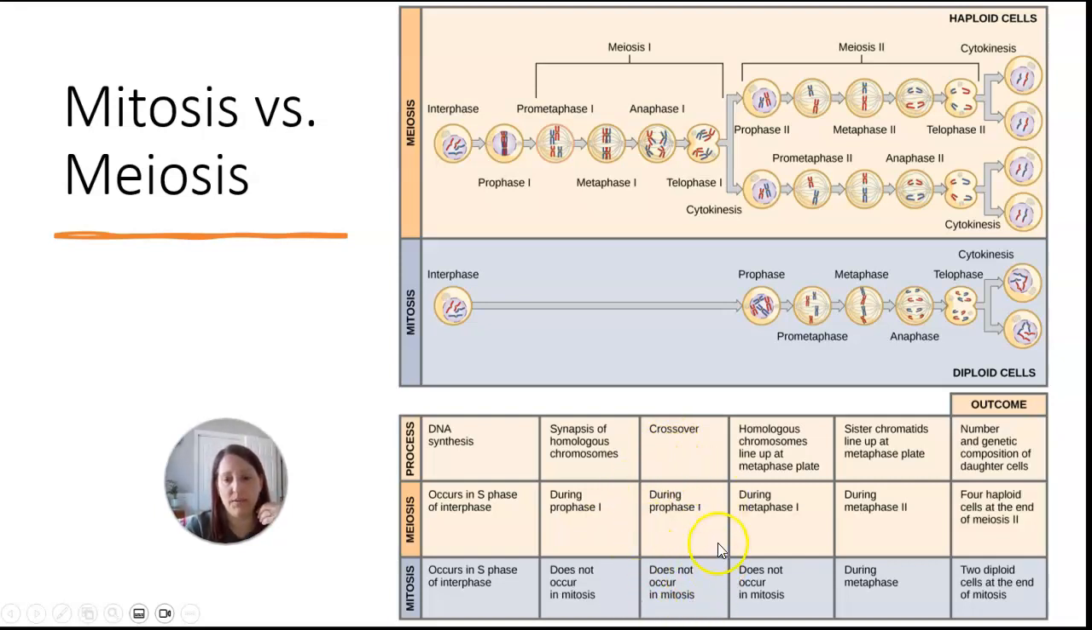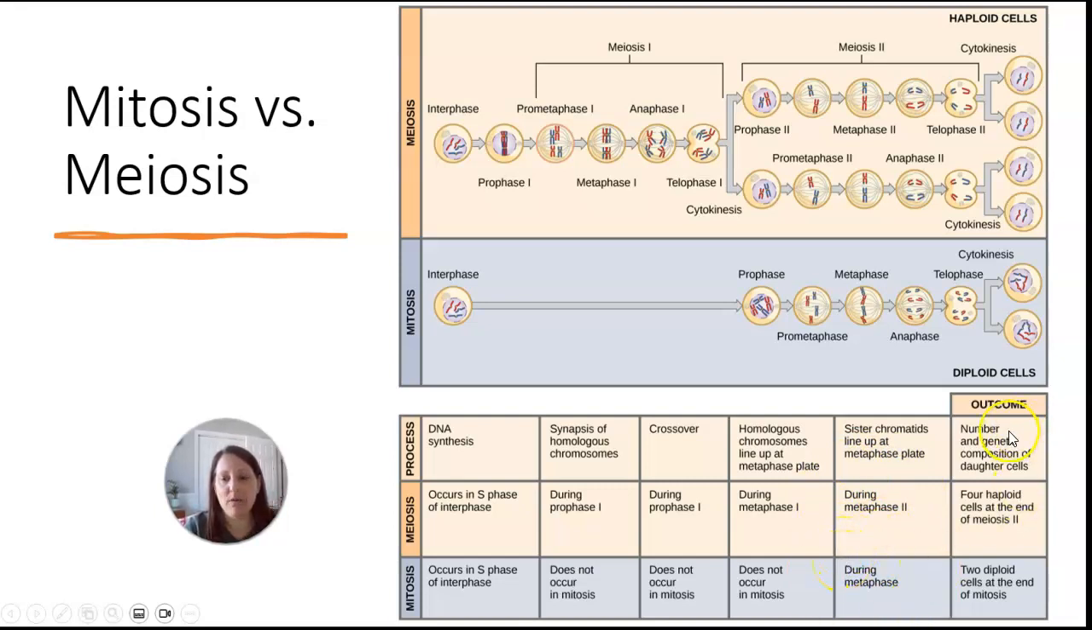Doesn't happen in mitosis. Homologous chromosomes line up on the metaphase plate. For meiosis, it's during metaphase 1. It doesn't happen in mitosis. Sister chromatids line up on the metaphase plate. So not homologous chromosomes, but sister chromatids. That's going to happen during metaphase 2 of meiosis. In mitosis, it happens during metaphase. There is no 1 or 2, it's just metaphase.